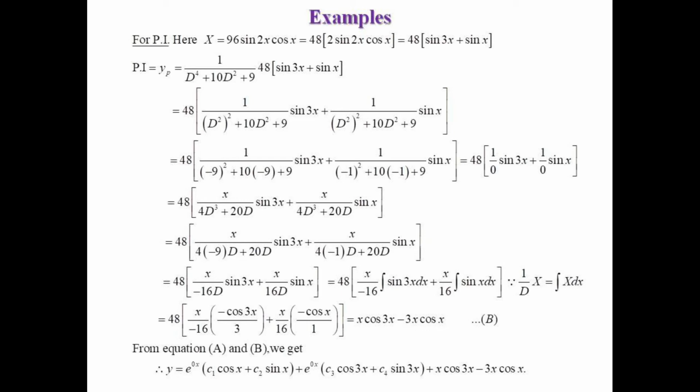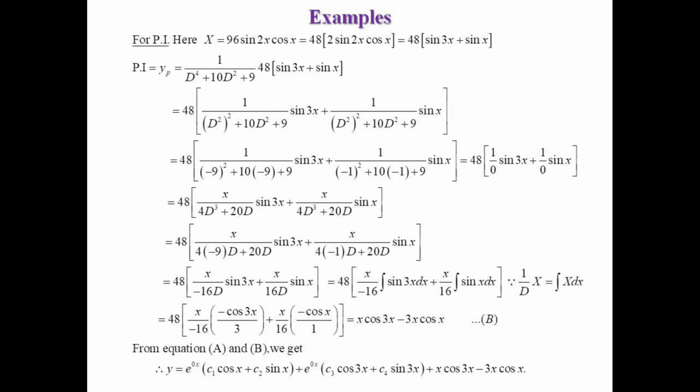So as per our formula, we are only replacing D square by a square, but here we get the single value of D. But we know that whenever we get the single value of D in terms of sine and cos, we use the formula 1 upon D into capital X is equal to integration of capital X dx. If we apply that formula, we get the complete solution as x upon minus 16 into integration of sin 3x dx plus x upon 16 integration of sin x dx.